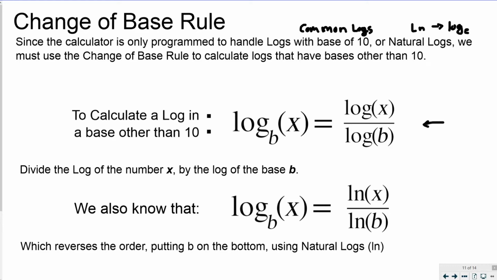So to calculate a log in a base other than 10, you're going to take the log with a base of b of x, and you're going to set it equal to a fraction of the common log of x divided by the common log of b. And then that expression, the common log of x divided by the common log of b, is what you're going to type in the calculator. And that is how you would calculate that on your calculator.